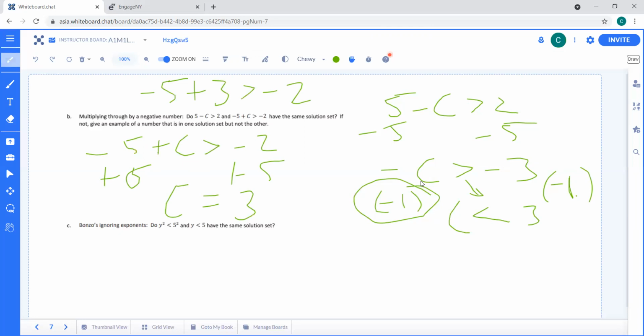Oh, that's the reason why. Because it's not equal, I got to be careful. Oh, this has got to be greater than. So it's got to be greater than 3.